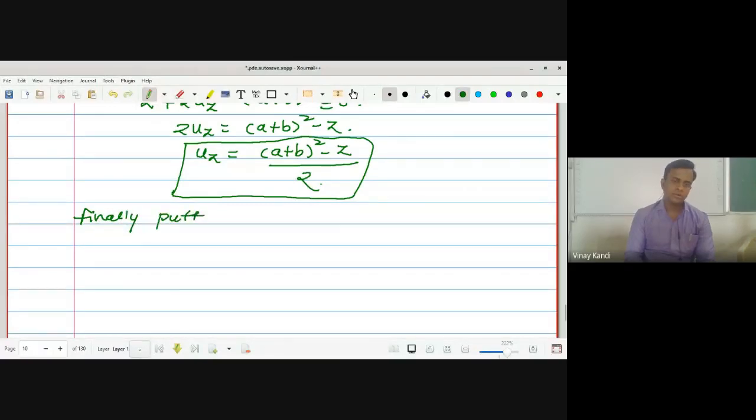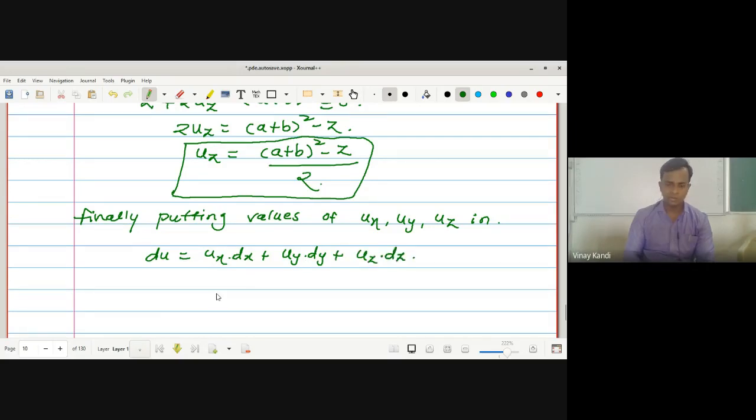putting values of ux, uy, and uz in du is equal to ux dx plus uy dy plus uz into dz. Okay, so here we get du is equal to, what is the ux? a dx plus uy b dy plus uz is a plus b bracket square minus z upon 2 into dz.